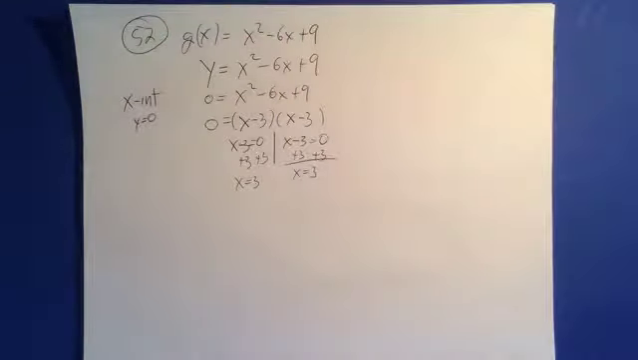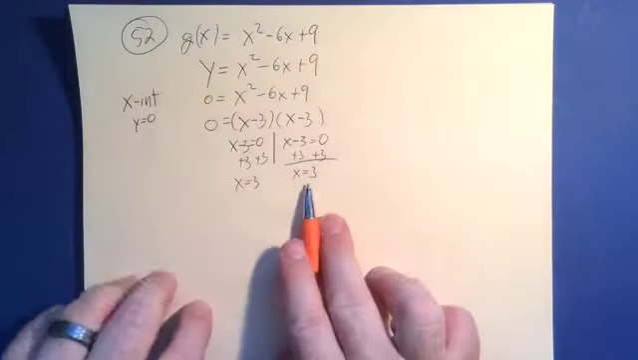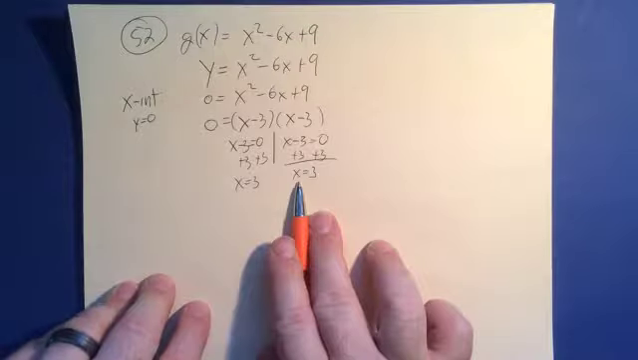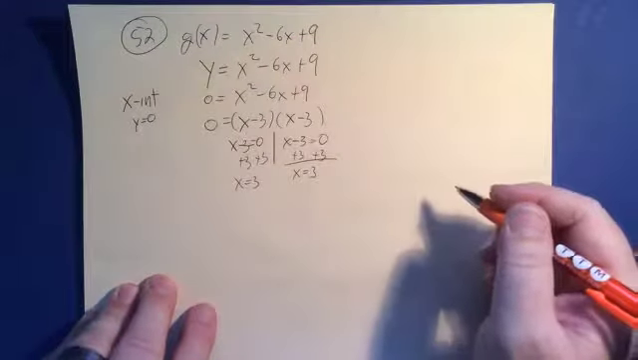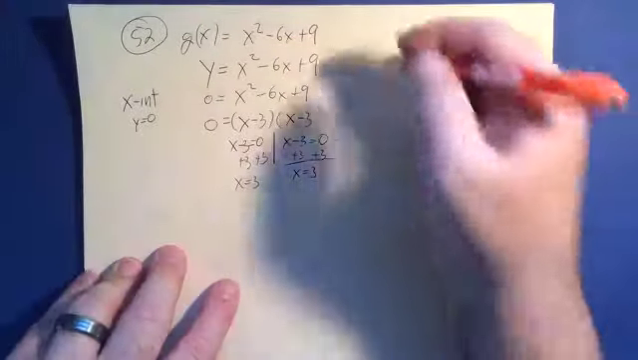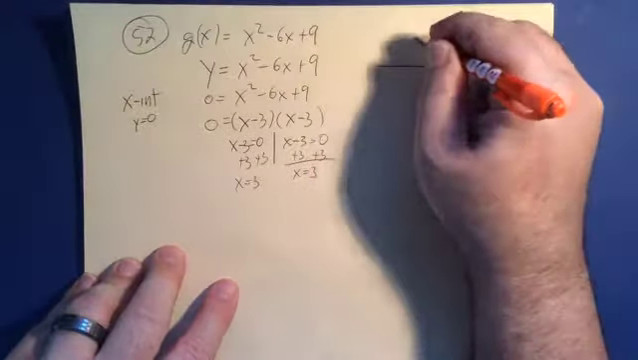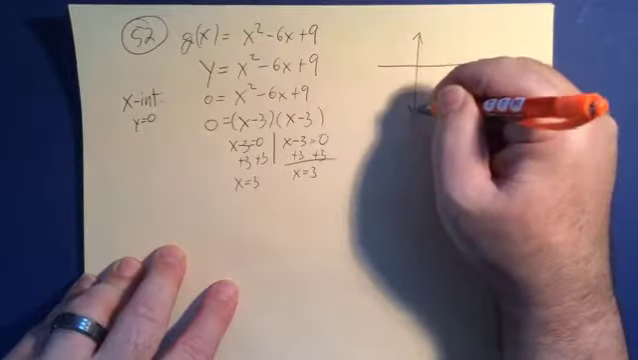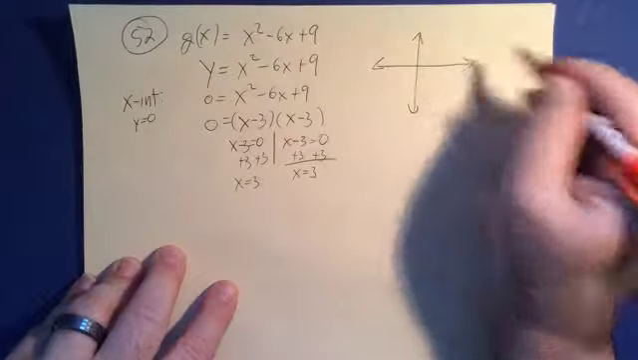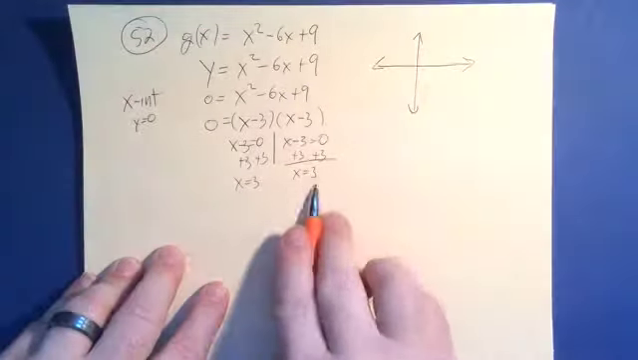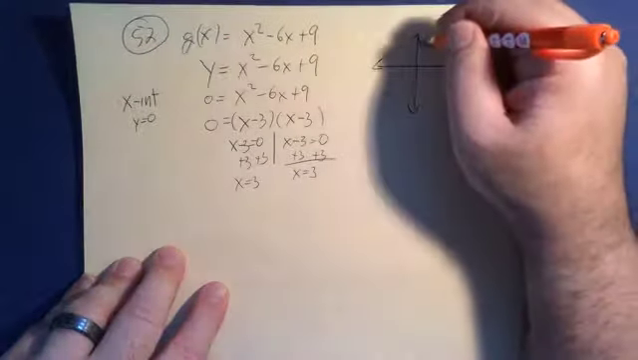This is one of those instances where this is a double root, where the parabola is going to come down and just touch the x-axis. It's not going to pass through it. It's only going to come down at x equals 3. So let's just take a look at what the graph of this looks like, to understand this a little better. So the parabola in this case is going to come down where x is equal to 3.